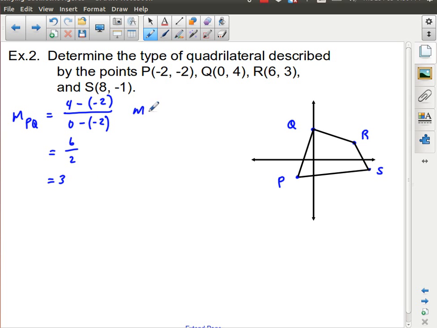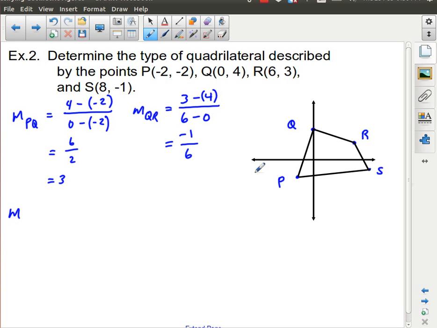The slope of QR is equal to the y-coordinate of R, which is 3, minus the y-coordinate of Q, which is 4. When the value is positive, you don't need to put brackets around it because having the brackets there doesn't actually help you. The brackets are in case you're doing a subtraction of a negative. The x-coordinate of R is 6, minus the x-coordinate of Q, which is 0. So 3 minus 4 is -1. 6 minus 0 is just equal to 6.